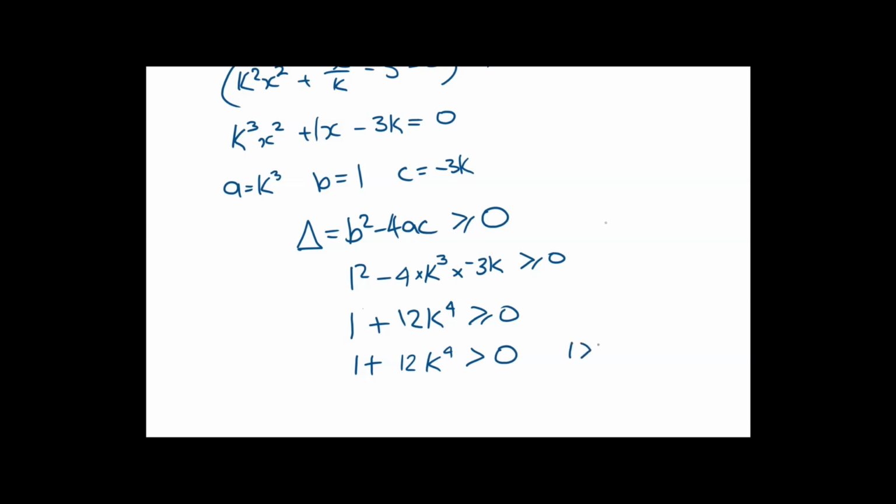Because 1 is greater than 0 and is a real number. 12 is greater than 0 and is a subset of real numbers. And k can be any number not equaling 0. So therefore k to the power of 4 must also be greater than 0 and be a real number. That's a little proof. Kind of proof.